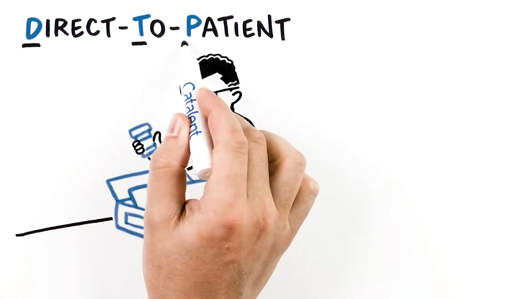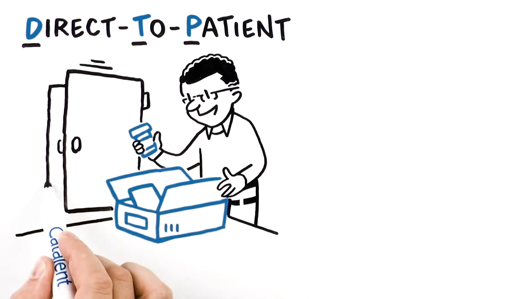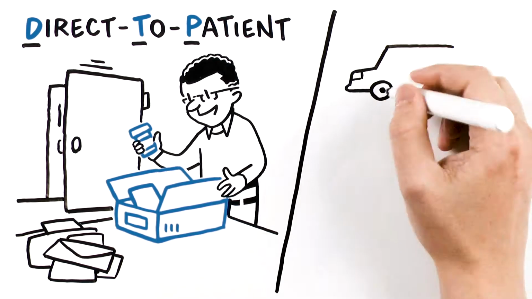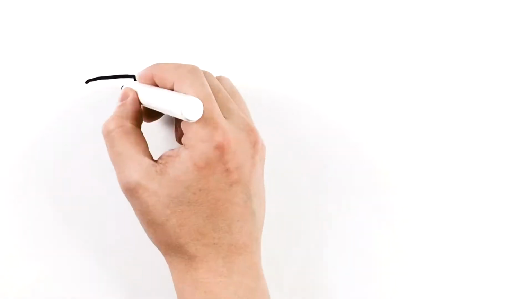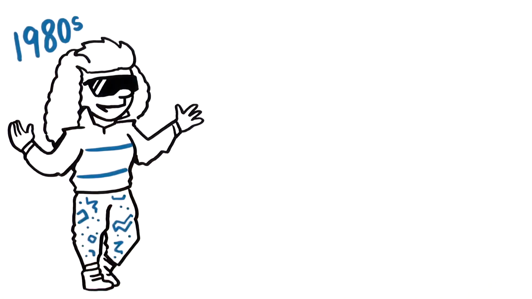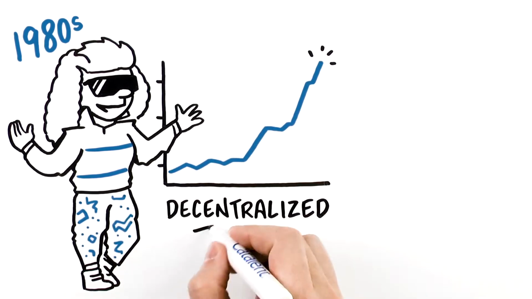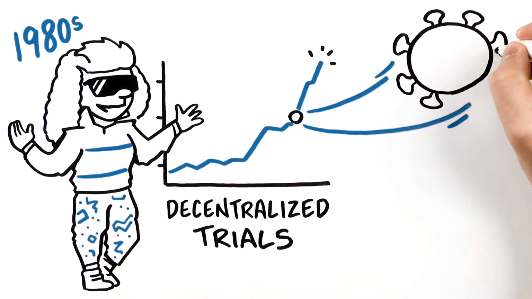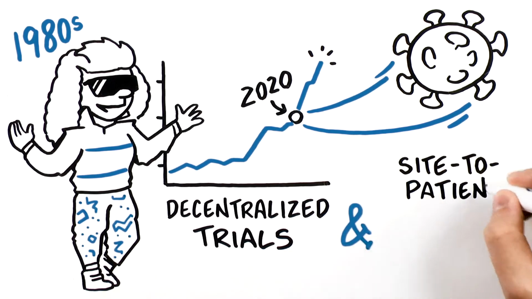Broadly referred to as DTP, direct-to-patient supply enables clinical trial participants to receive their treatments in the convenience and comfort of their own home, and reduces or even eliminates the need to travel to a clinical site. Although in use as early as the 1980s, clinical sponsors have only recently begun to embrace the use of decentralized trials more broadly. Global events such as the challenges posed by the COVID-19 pandemic in 2020 have accelerated the use of decentralized trials and site-to-patient clinical supply.